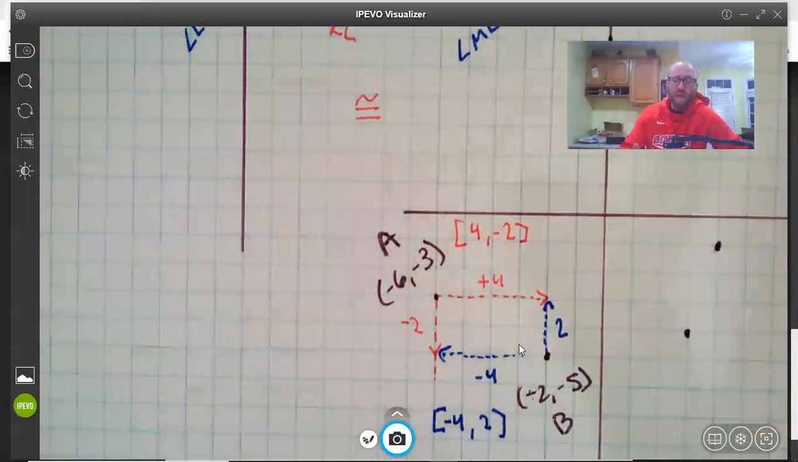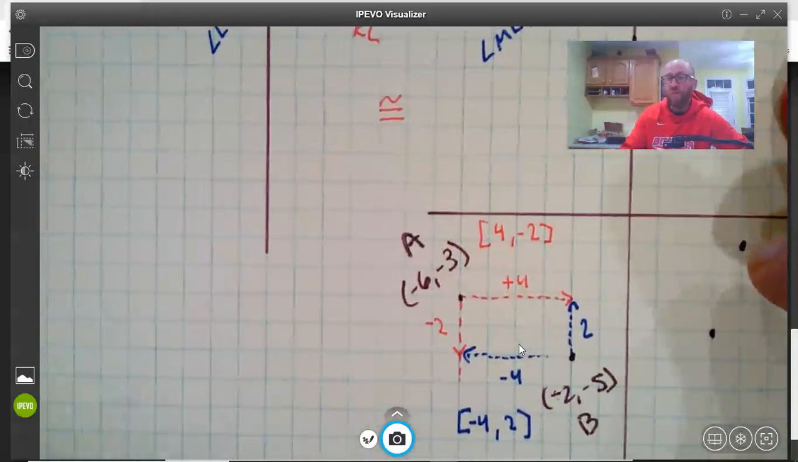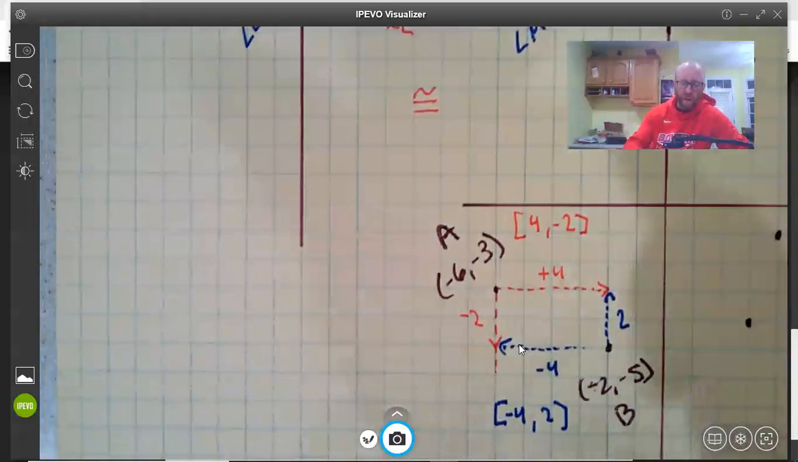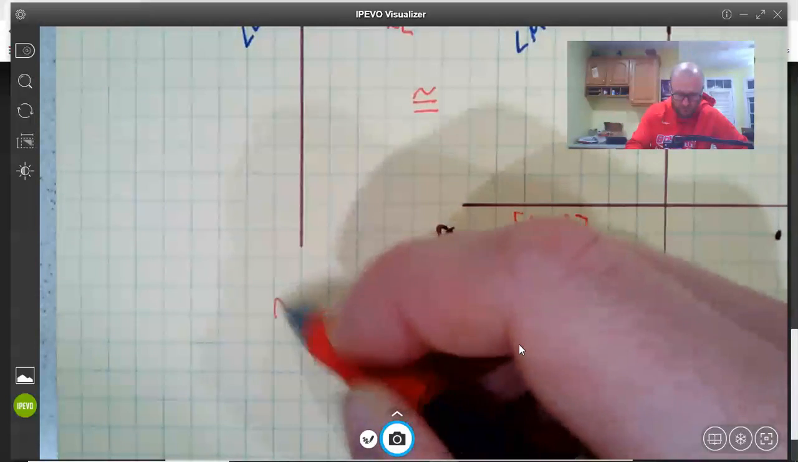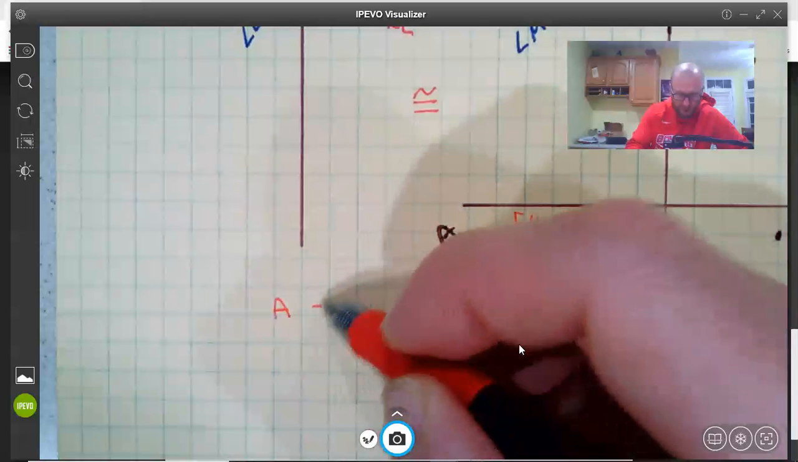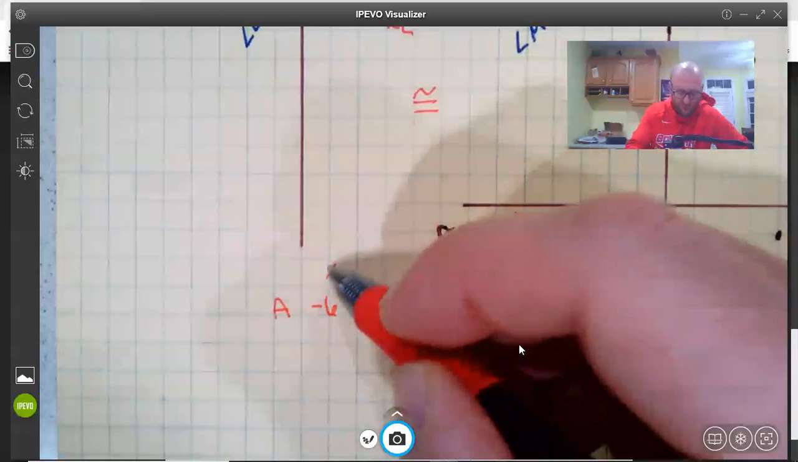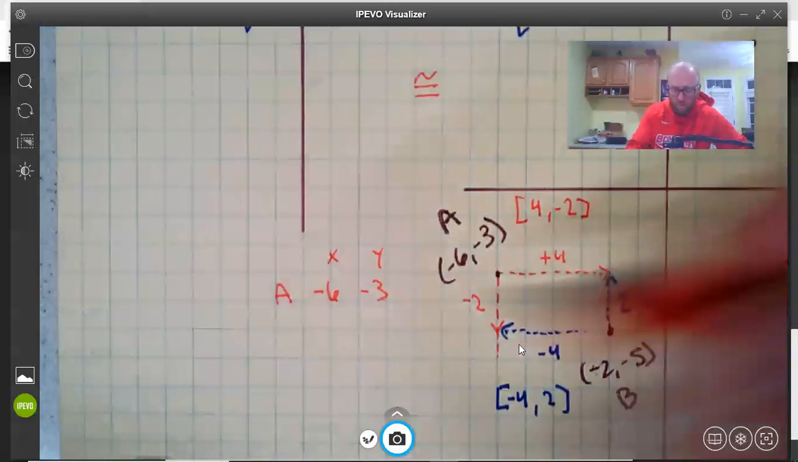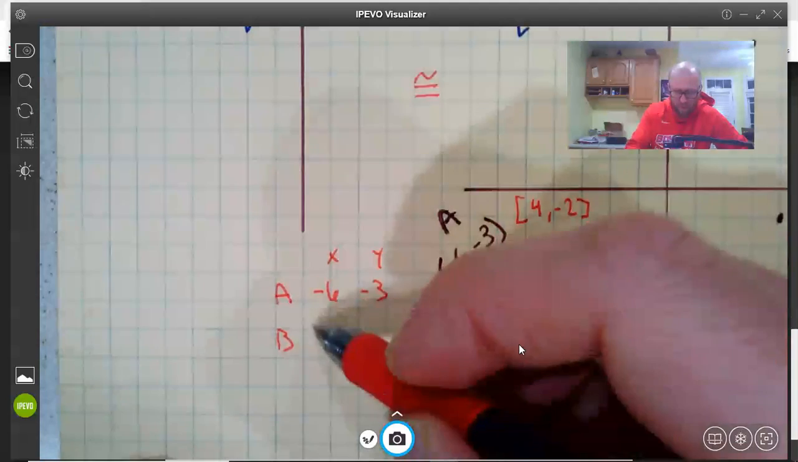Now, let's imagine that you couldn't actually plot these points, because for whatever reason you didn't have the graph or couldn't graph it. You can calculate this anyway, just using the coordinates. One way I would do this is I would line the points up, and I would do point A, (-6, -3). These are my x and y coordinates. And point B is (-2, -5).